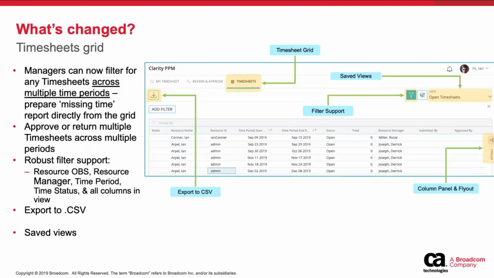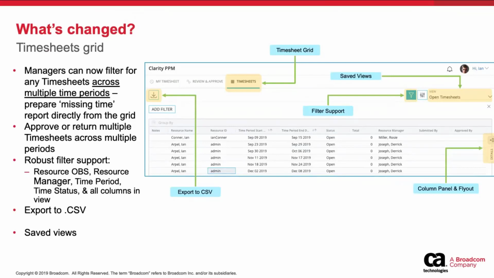So we're looking here at the timesheet grid. You can see it's positioned there in kind of this module approach, just like we're doing modules for the other investments like a project or a custom investment type or an idea. So timesheets is the new module. And basically this is that common grid. You can see all the filter support, the save views, the column panels, the flyout there for further information of a given line item. Export to CSV, of course, is there.